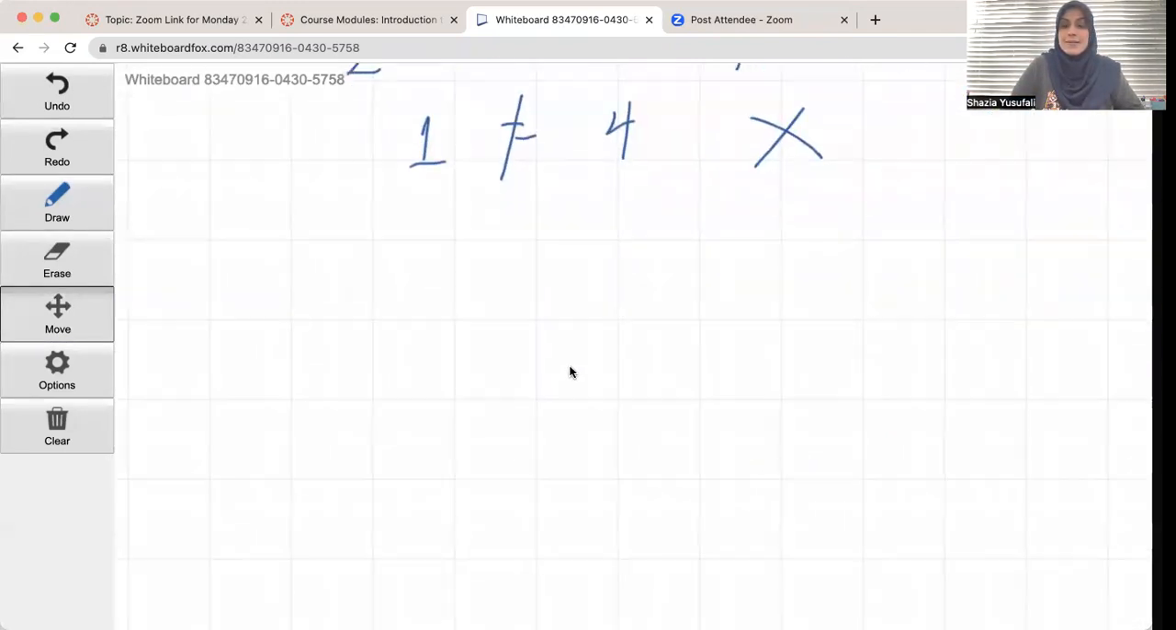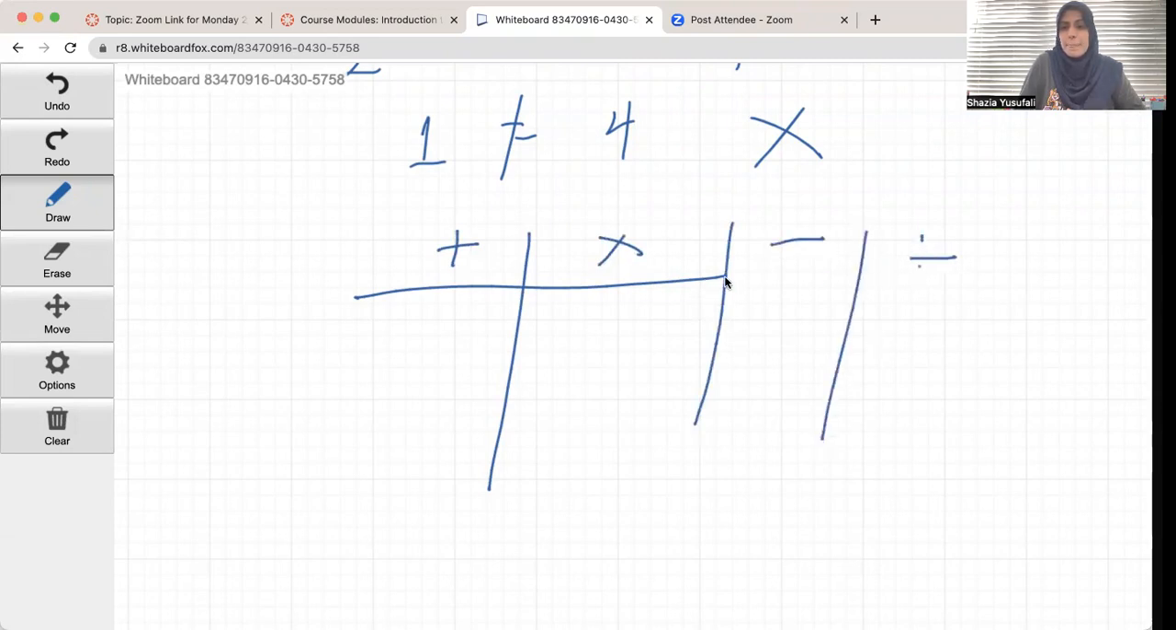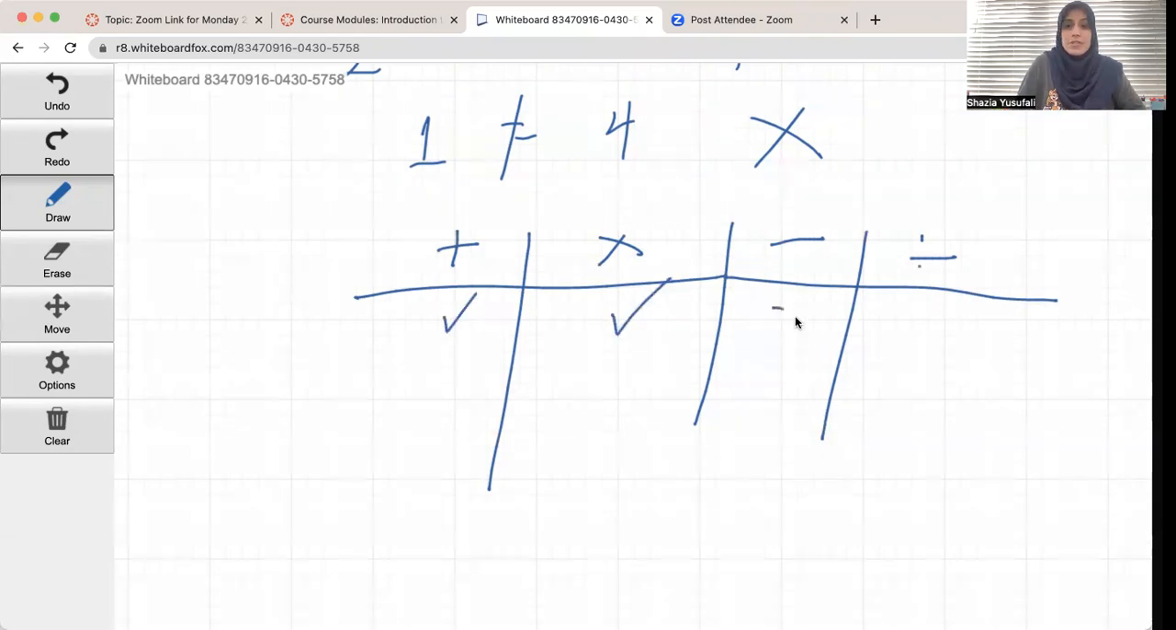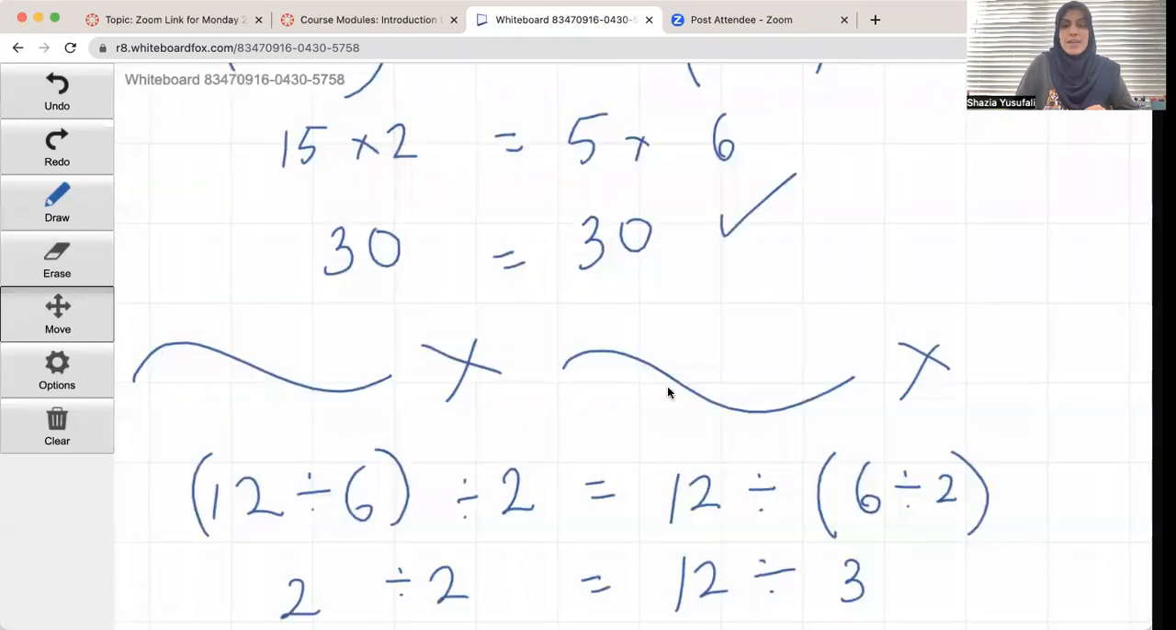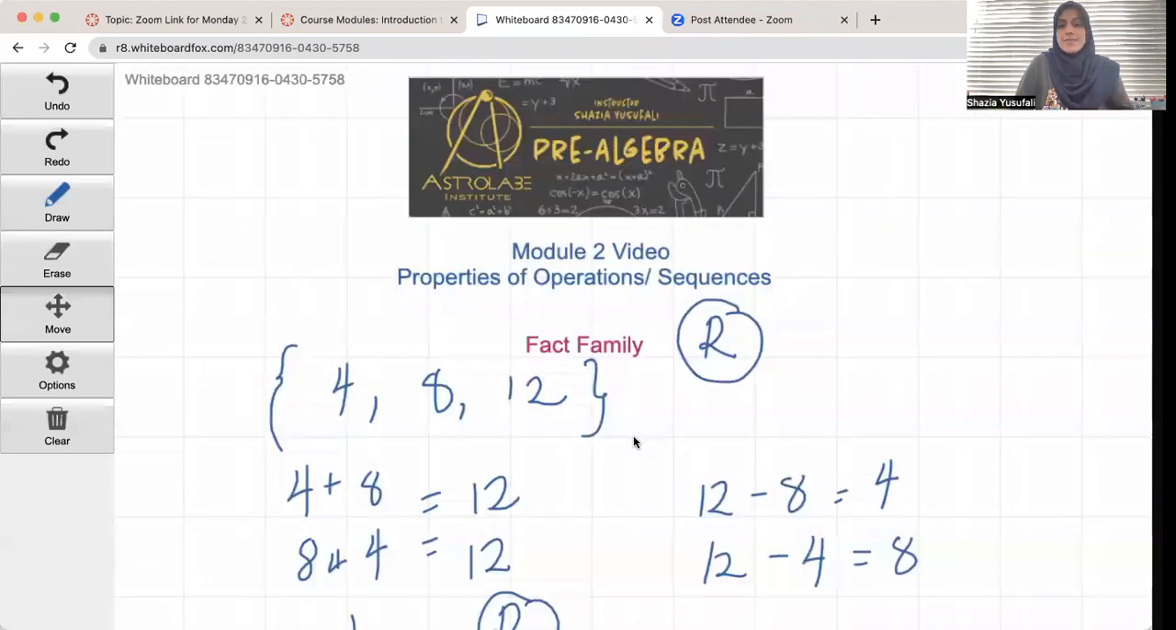So, super easy summary. If I were to make a little chart that says addition, multiplication, subtraction, and division, right? For addition, there is an associative property. For multiplication, there is an associative property. For subtraction, there is no associative property. And for division, there is no associative property. Easy peasy. And that's it. That was an easy topic. We just talked about the associative property, boom, and we talked about fact family.